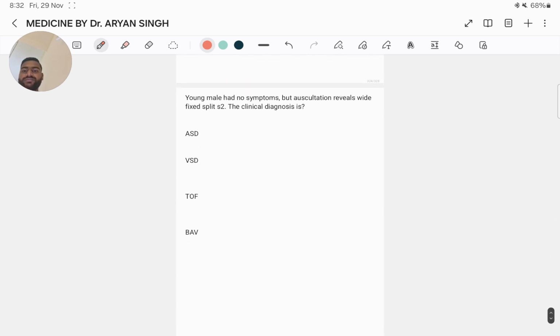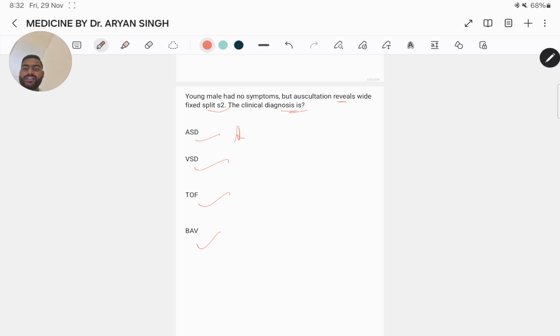Next question. A young male had no symptoms, but auscultation reveals a wide fixed split S2. The clinical diagnosis is ASD, VSD, TOF, or BAV. Here the best answer is ASD, atrial septal defect. What is an atrial septal defect? It is a congenital heart defect characterized by an abnormal opening in the septum.